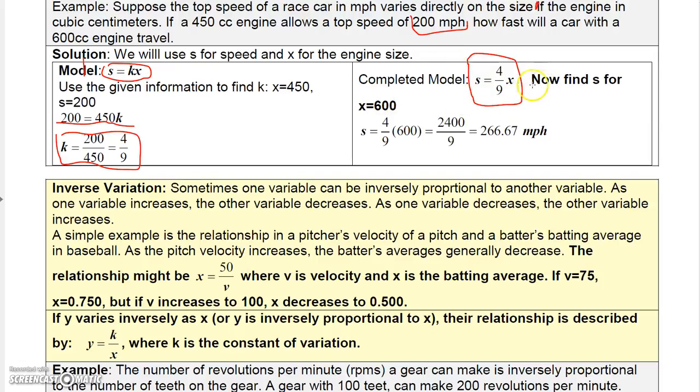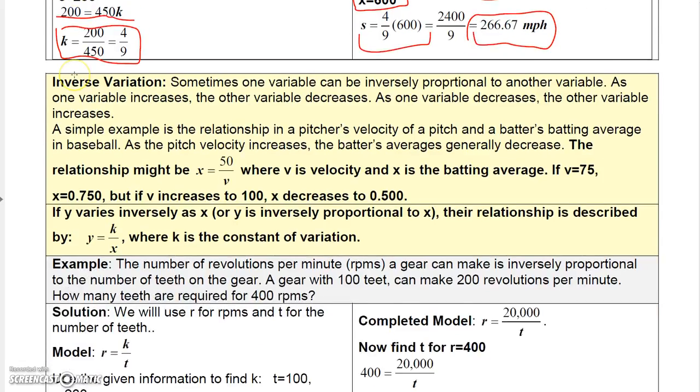So now if I want the speed of the car when the engine size is 600 cubic centimeters, I just plug 600 in for X and then grab my calculator, and I got roughly 267 miles per hour. So that's direct variation.